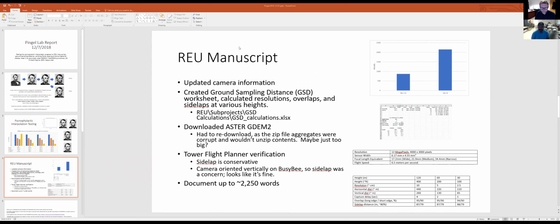Okay. So the other big thing that I've been working on is the RU manuscript. I actually made some pretty good gains on this in the past 2 weeks. So I thought it might be helpful. I was thinking about like.